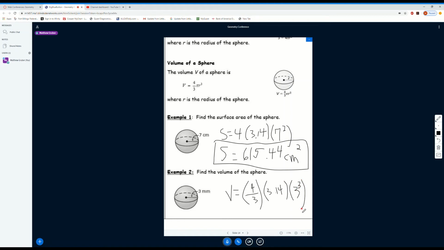And remember, 3 cubed means 3 times 3 times 3. Does not mean 3 times 3. It means multiply 3 by itself 3 times, so that'll be 27. So it's 27 times 3.14 times 4/3. You can use a calculator, and you should get 113.04 millimeters cubed.